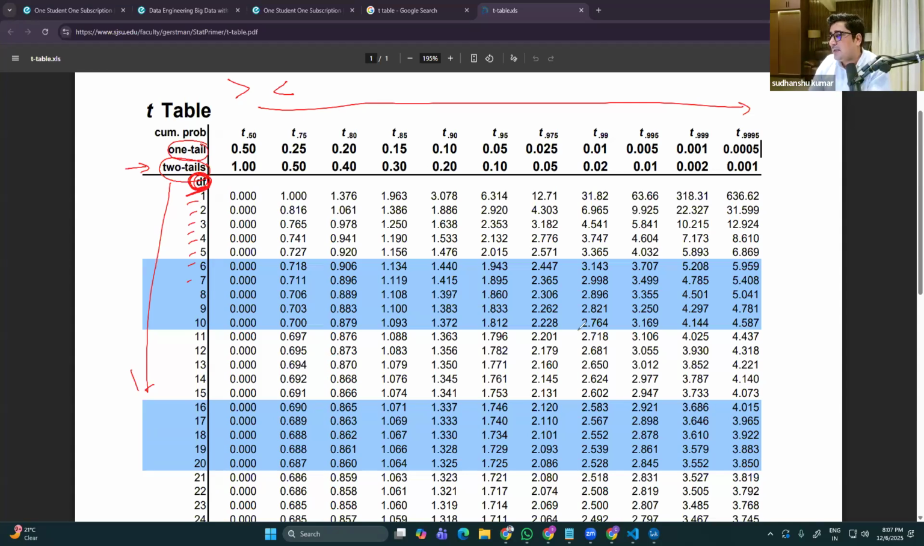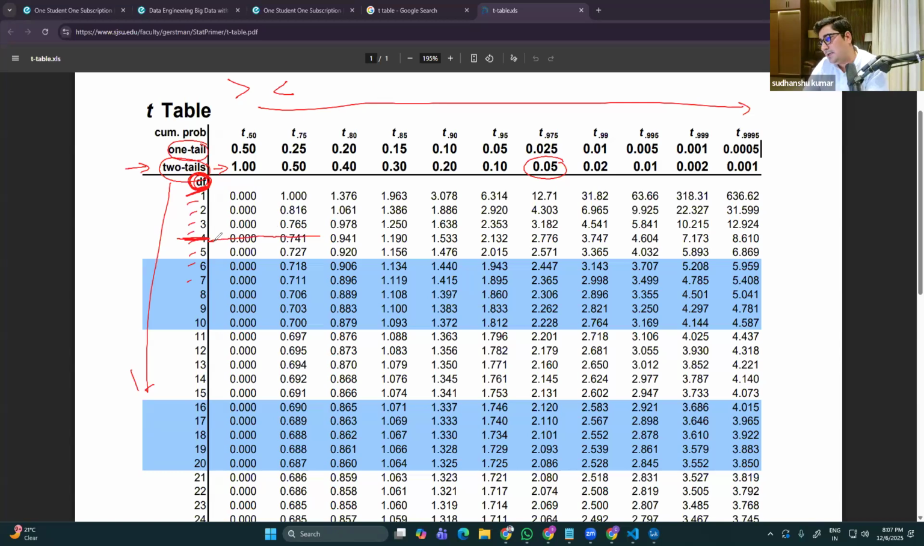Now, in a similar situation, what is my risk level? Let's suppose I'm considering this two tail. So my risk level is basically 5%, so I'll look into this 5%. And here I'll look into my degree of freedom. What is my degree of freedom? Data minus 1, so basically 4. Degree of freedom is 4.